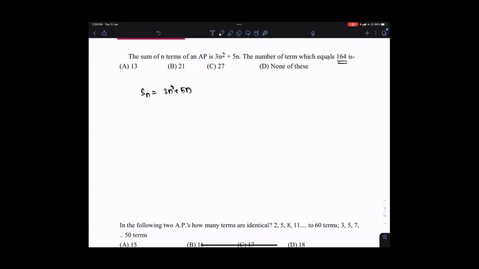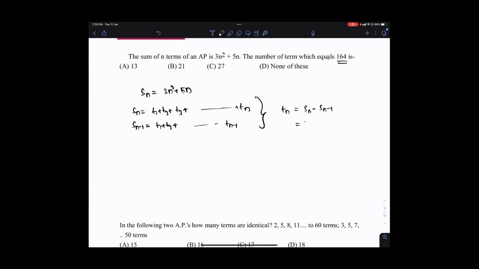Now, remember this, guys. What is the sum of first n terms? T1 plus T2 plus T3 and so on till Tn. And what is Sn minus 1? T1 plus T2 and so on till Tn minus 1. If you subtract both, you will get the nth term.